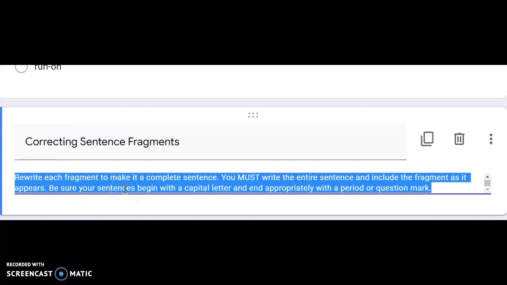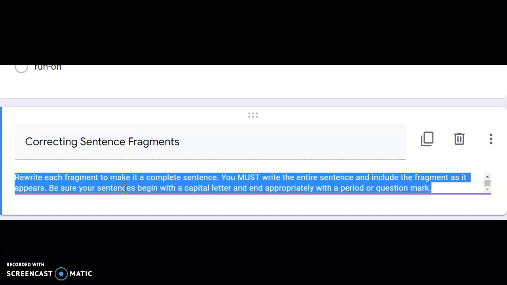Let's look at these directions more closely. Rewrite each fragment to make it a complete sentence. You have to write the entire sentence. If it's a fragment, it's probably missing its subject or predicate. Don't just write the subject or the predicate that you would add, because what you've written then is still a fragment. I need to see that you can write the complete sentence correctly. Say I had, plays the harmonica. That's a predicate, so you need to add the subject. Who or what plays the harmonica? Don't just put Joey and say, well, that's the subject I'm going to add to make it a complete sentence.